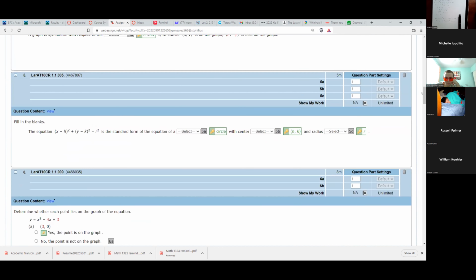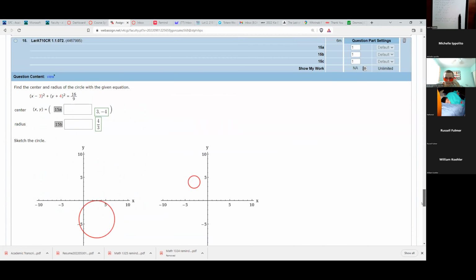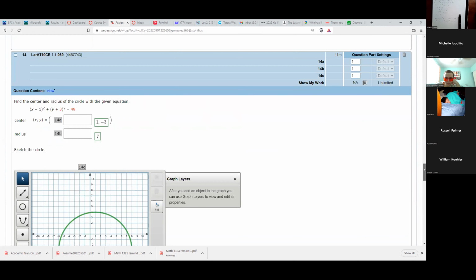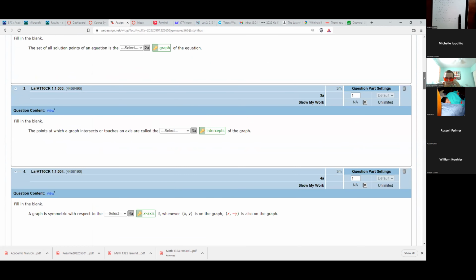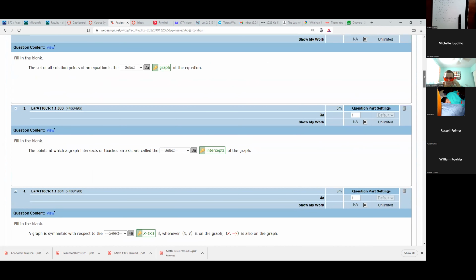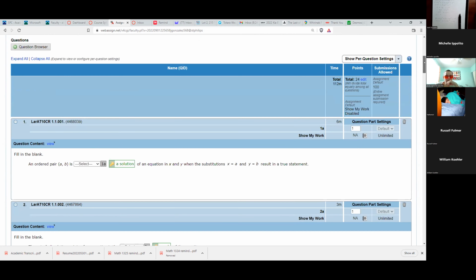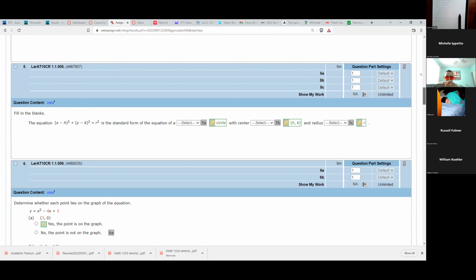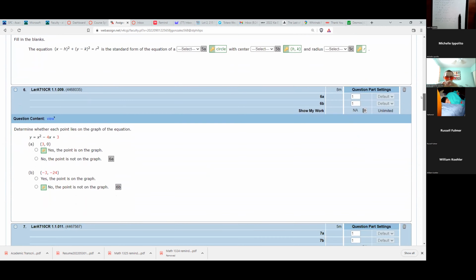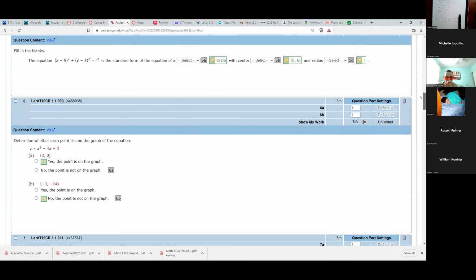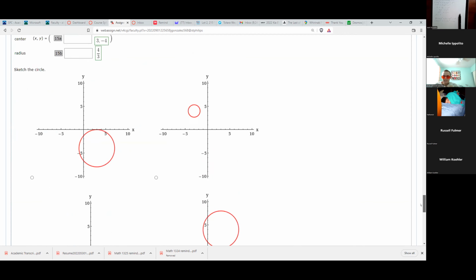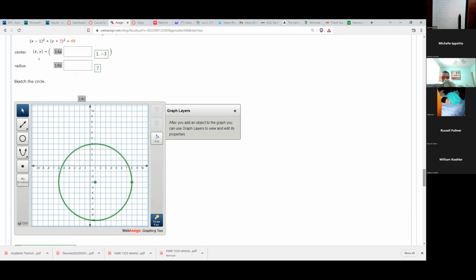Okay. Anyway, any questions on 1.1? That's pretty much it. Nothing else. Like, if you're given a center and a radius, can you find the standard form equation? Or if you're given a center and a point, can you find the equation? Can you find the radius, etc.? Can you graph a circle given the equation or other information?